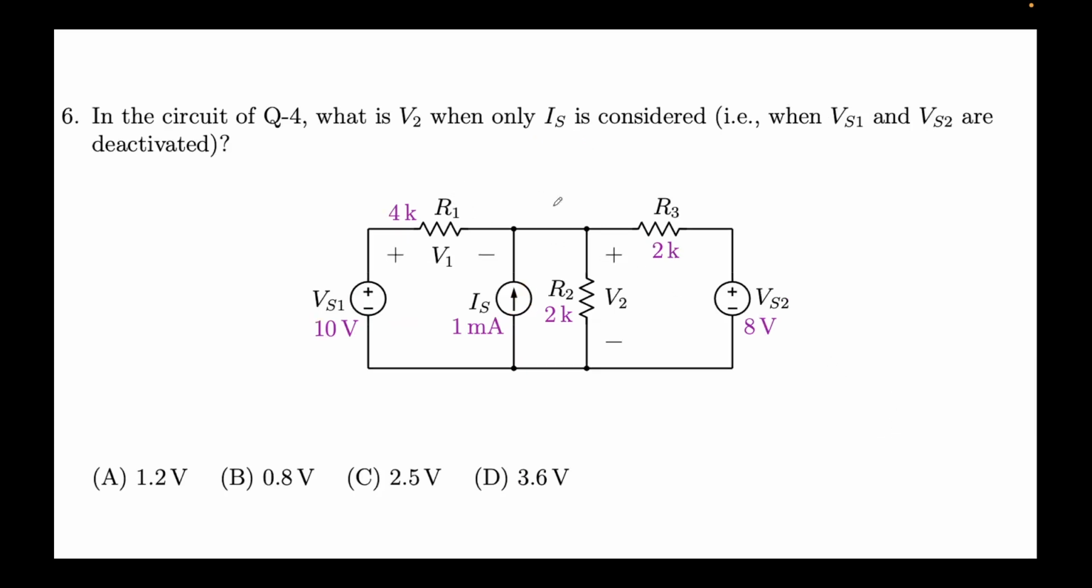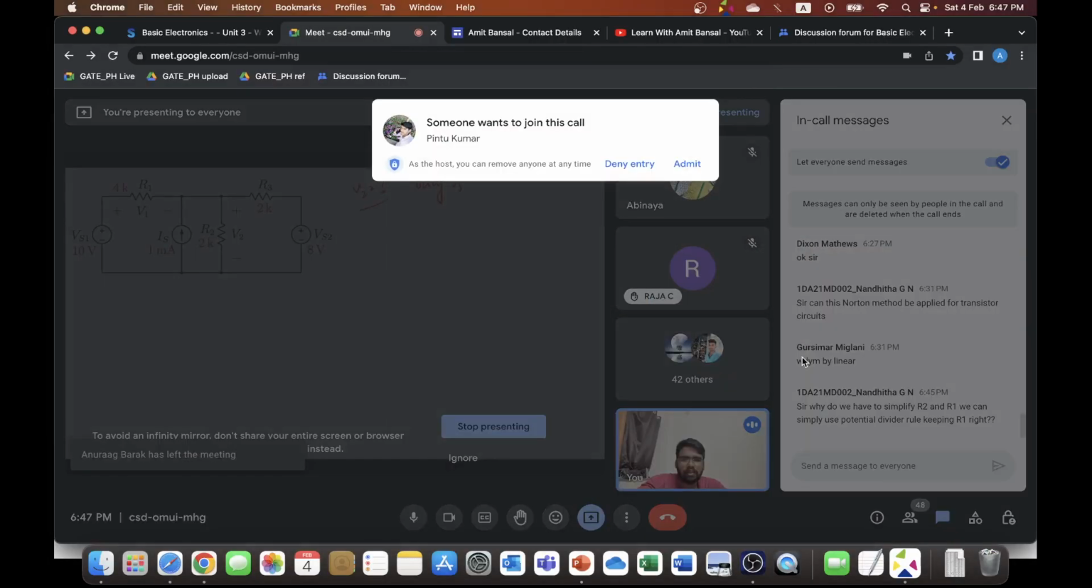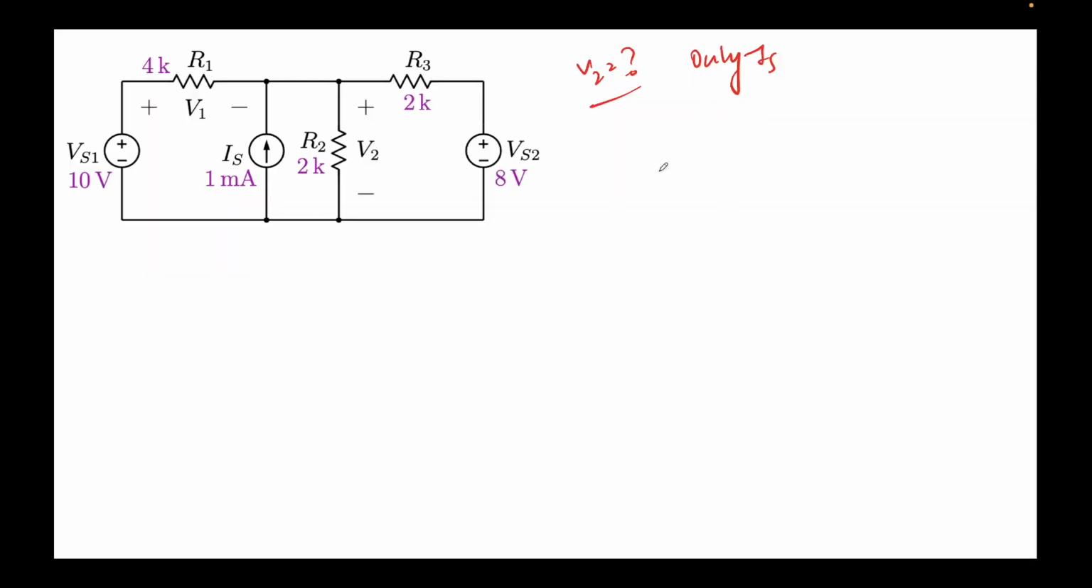Now question 6 is a natural follow-up. Now it's saying we only considered IS. So I'll draw the same diagram. So again we are required to find V2 with only IS. What this would mean, if we require to do only IS, then what would we do? Deactivate VS1 and VS2. What do we mean by deactivate? Deactivate for an independent voltage source means shorting them. So I'm going to short both of these voltage sources.